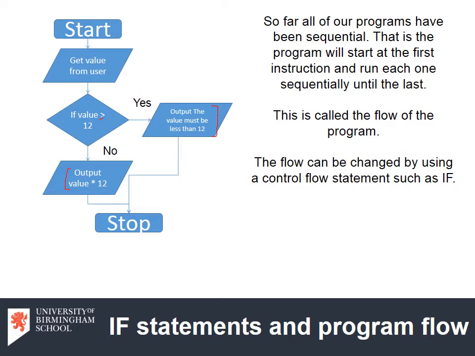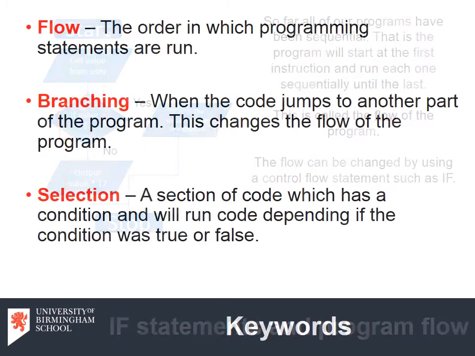So I can follow the flow by following the arrows. And I've got a decision here whether it is bigger than 12. If it is, I'll do one thing. If it's not, do another. So this is what we'd call a branch in our program. And the way the program goes from start to the end is known as the flow of the program. So we can change the flow.